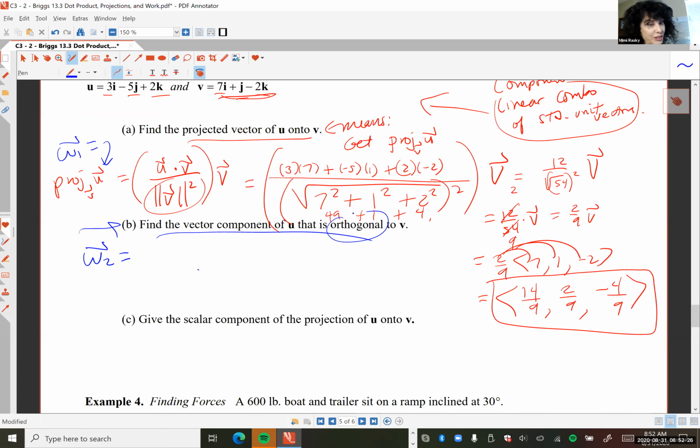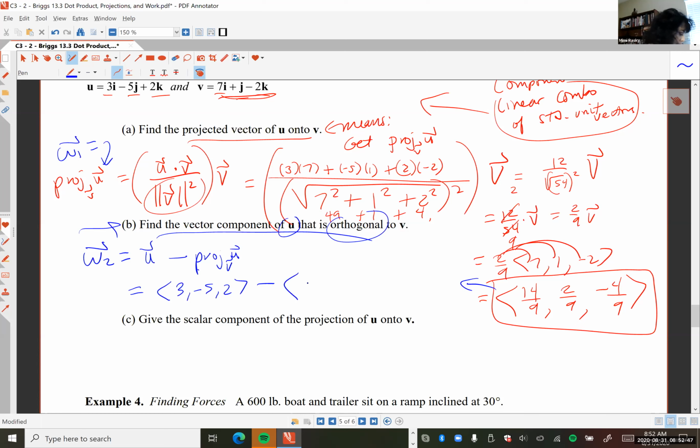The projected vector is kind of hard, as you saw. You've got to do all this formula. The orthogonal part is just going to be your original vector U that you were projecting onto V, minus your projected vector. So you already know what U is because they gave it to you. I'm going to use component form if you don't mind, minus this projected vector that I just got.